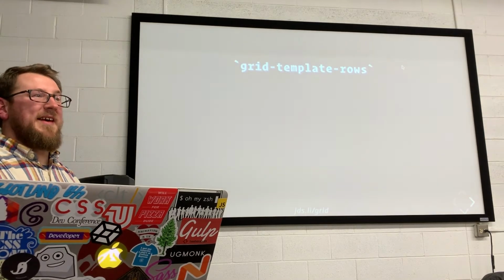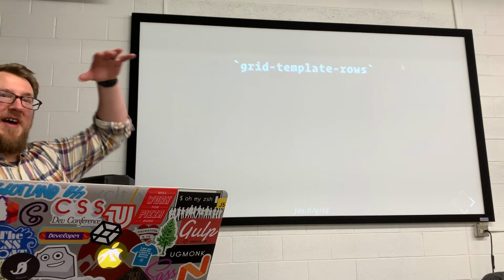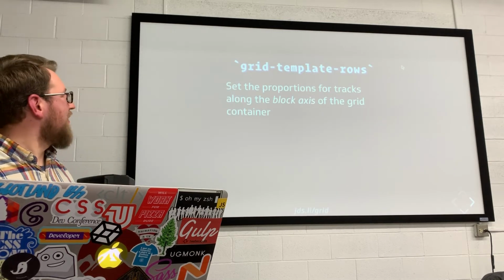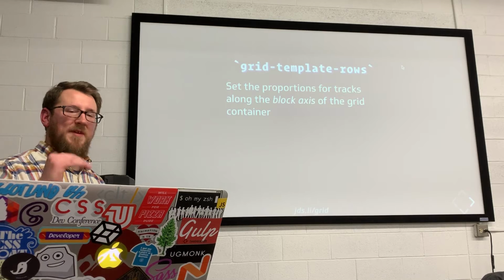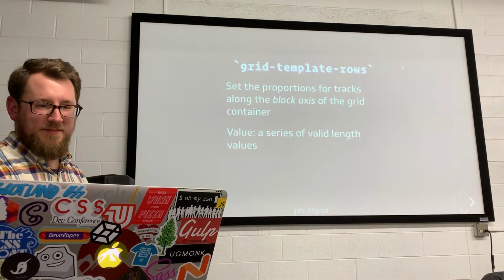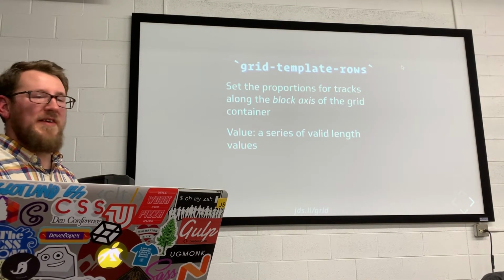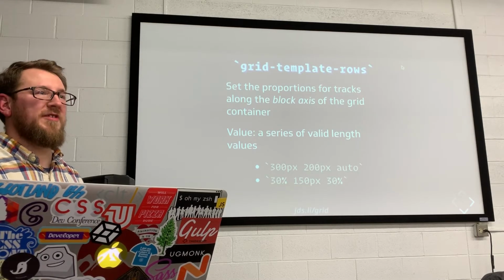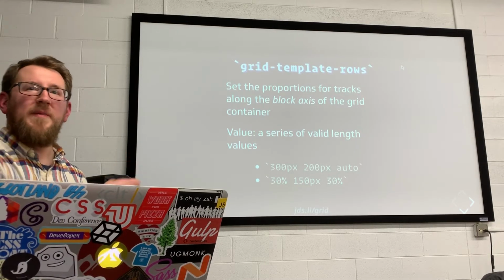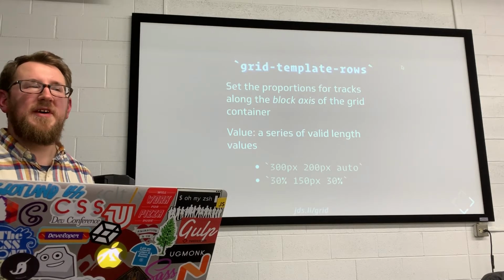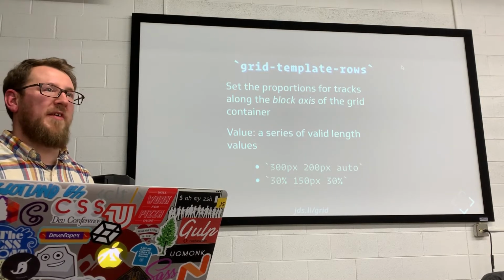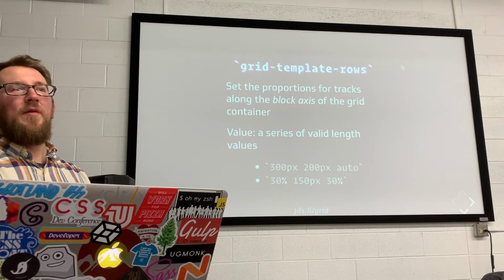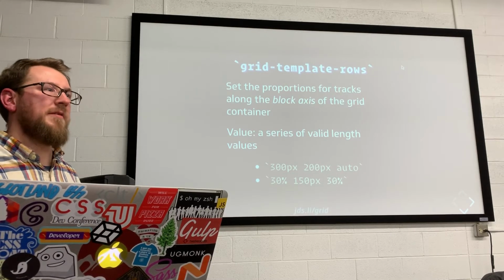Alrighty, the next thing is the exact same deal, only it goes up and down instead of left to right. Grid template rows sets a proportion for tracks along the block axis, which goes top to bottom of that grid container. Again, same value, any series of valid length values. 300 pixels, 200 pixels, auto. Auto is a great keyword. You may have seen it in a few other CSS places. Auto just means whatever size that child is, we'll use that. And if there are multiple children in the row, whatever size we need to do for the largest child.